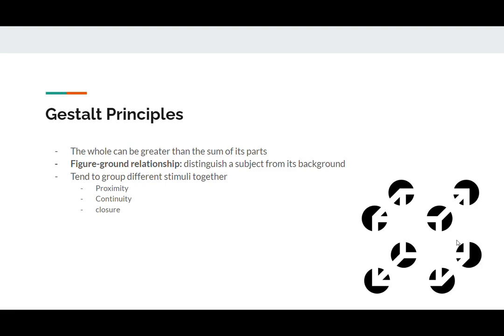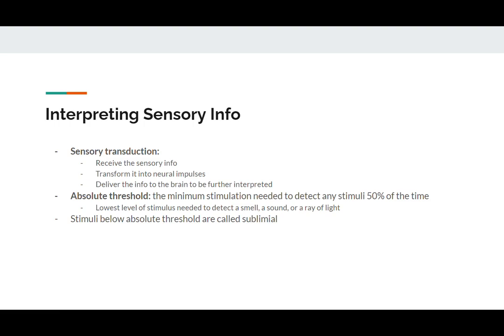Now, how does our brain interpret sensory information? To process sensory information, our sensory systems convert one form of energy into another form of energy. This is done through sensory transduction. With all our 5 senses, we receive the sensory information first, then transform it into neural impulses, and finally deliver the information to our brain to be further interpreted.